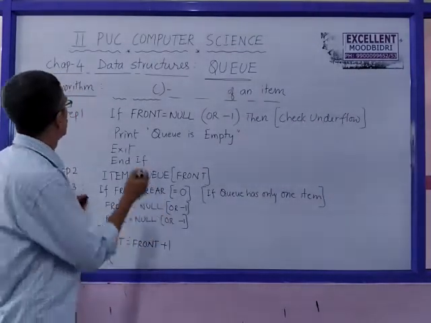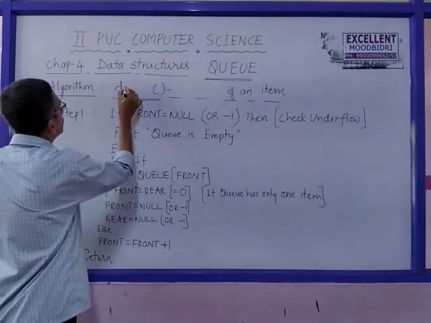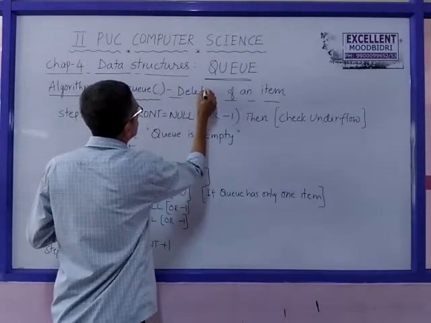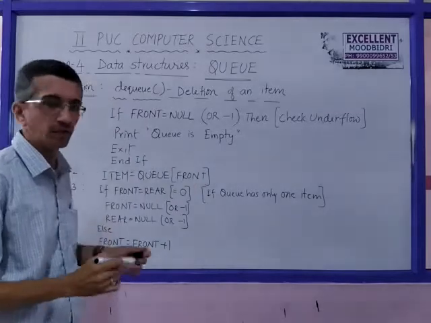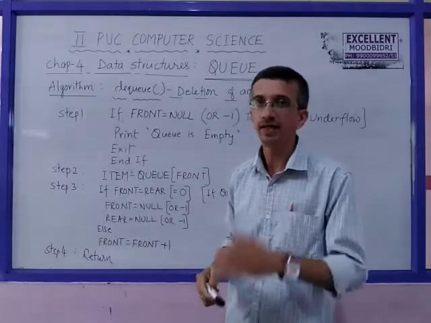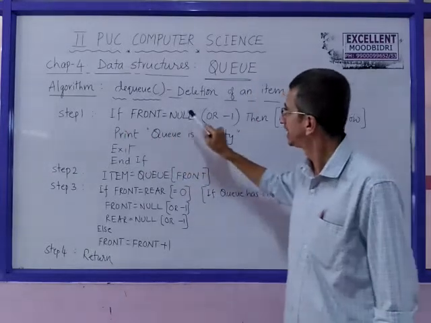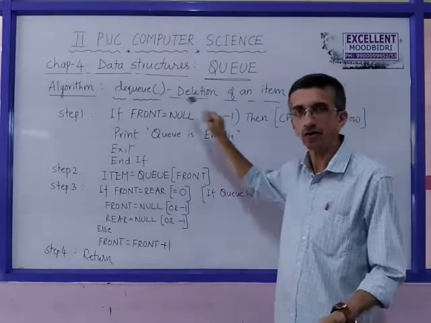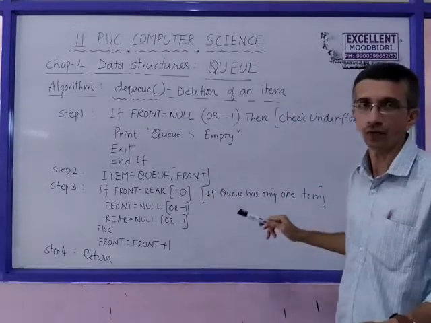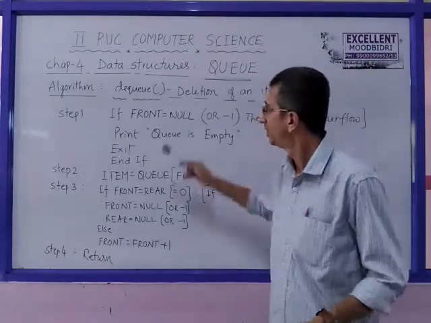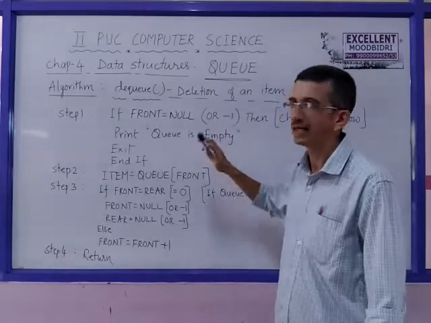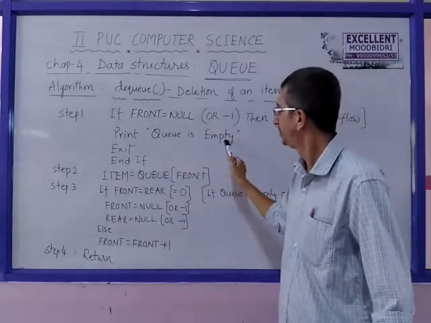Now let us see the algorithm DQ, that is deletion of an item from the queue. Similar to the previous one, here also you have to check first whether the queue is empty. Step 1: if front is equal to null, or minus 1 in the case of an array, or null in a linked list, then we are checking for underflow. Underflow means the queue is empty. If the queue is empty, front and rear both become null or minus 1. There is no item in the queue. Print queue is empty, exit.